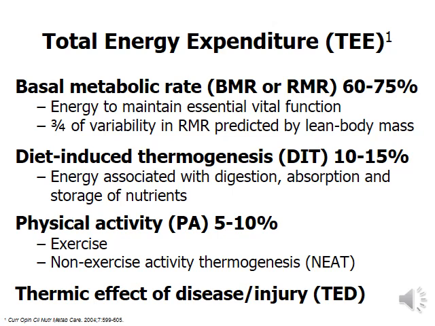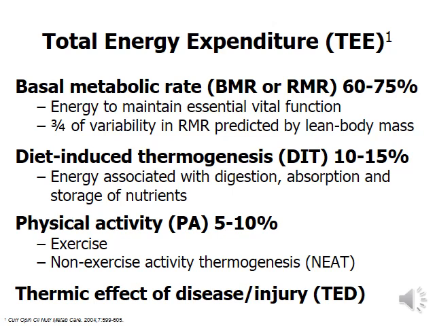The next component of TEE is diet-induced thermogenesis, also known as the thermic effect of food. This accounts for 10 to 15% of total energy expenditure. It accounts for the dynamic action of food and is increased following food or beverage consumption, accounting for the cost of nutrient absorption, transport, storage, and metabolism.